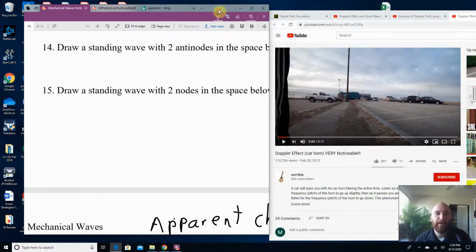Today we're going to wrap up the waves unit by talking about three quick vocabulary terms, or things that waves do. You've got to know what they are, be able to identify them, and explain them, and that's going to be it. So we'll start out with the Doppler effect.